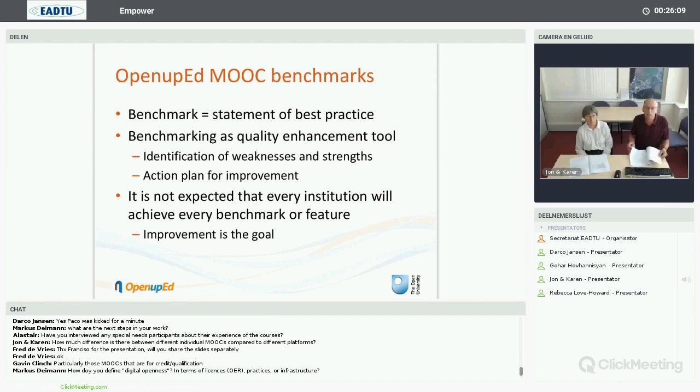And the benchmark is supposed to be really a statement of best practice. It allows the university to say, are we doing this well or not so well? What can we do differently to make things better? And so it isn't about enhancement, it's about improvement. It's not a checklist where you go through and make a score at the end and say pass or fail. It's a reflective tool to help you improve quality.